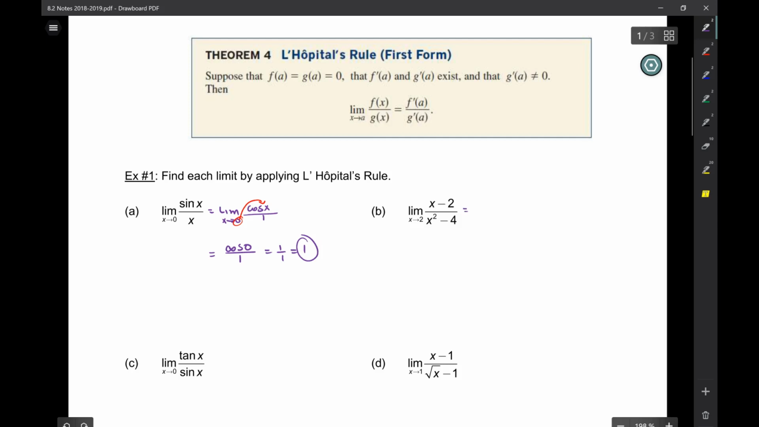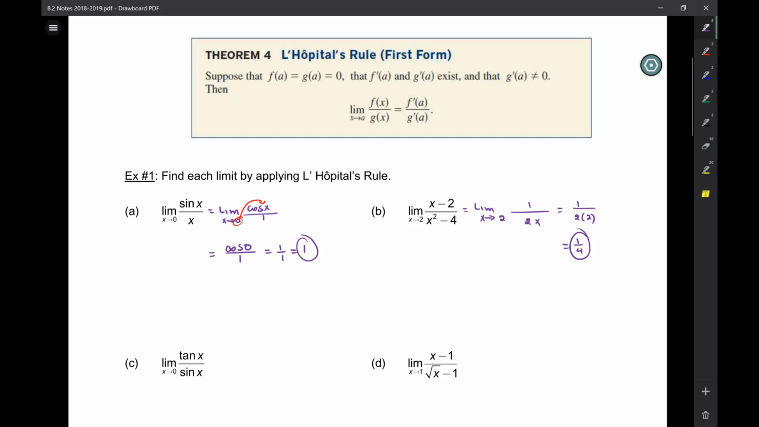So this one, it's the reciprocal of what we were doing up there. So when you put 2 in there, you get 0 over 0. But this is going to be the limit as x approaches 2 of 1 over 2x, 1 over 2 times 2, 1 over 4. Okay, question. How do you know when to use it? When you get 0 over 0.